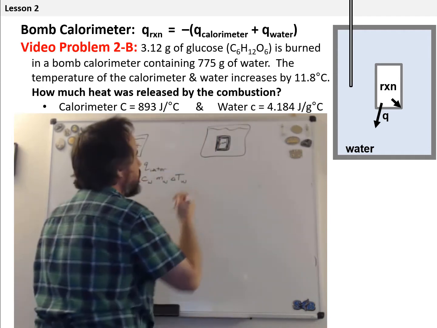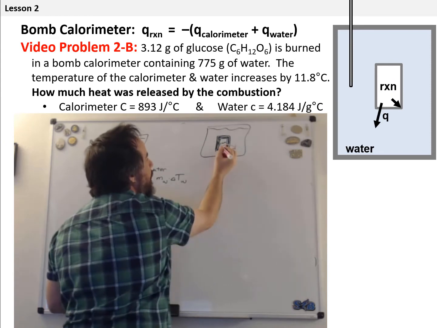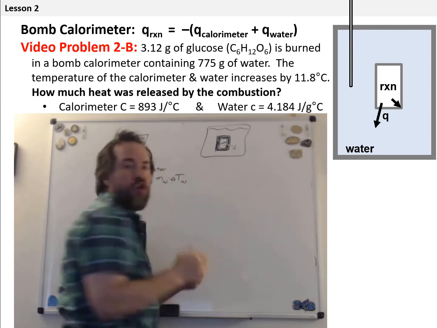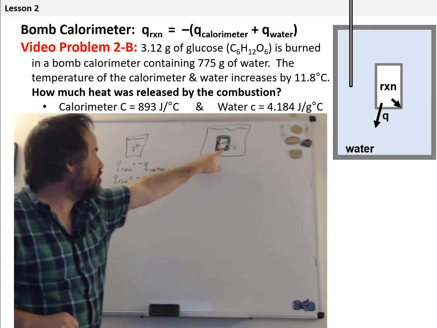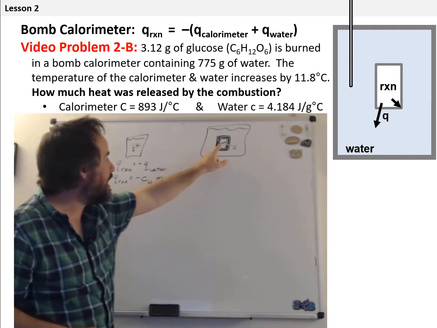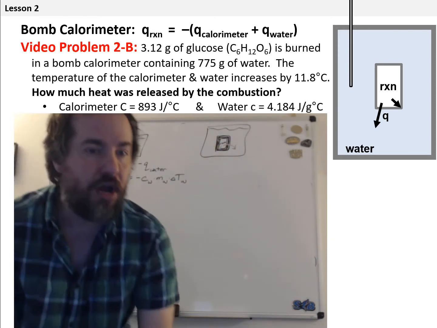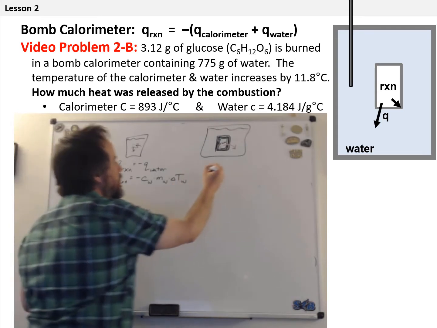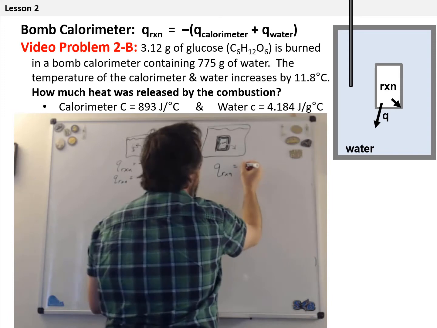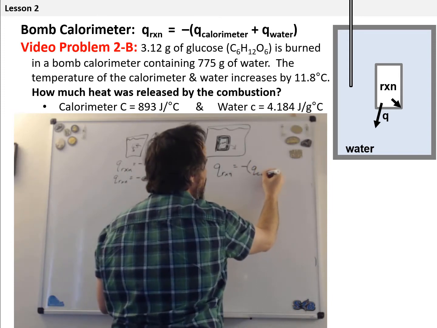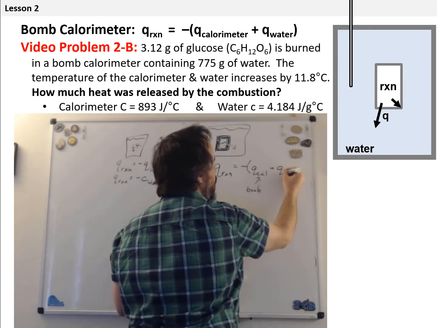Let's say this is an exothermic reaction. Some of that heat is going to go to the water, but some of that heat is going to go to the bomb itself, right? And so I need to take into account not only the heat that goes to the water, but also to the bomb. And so in this case, the Q of my reaction is going to be negative Q of the cal, sometimes they call this bomb, plus Q of the water.